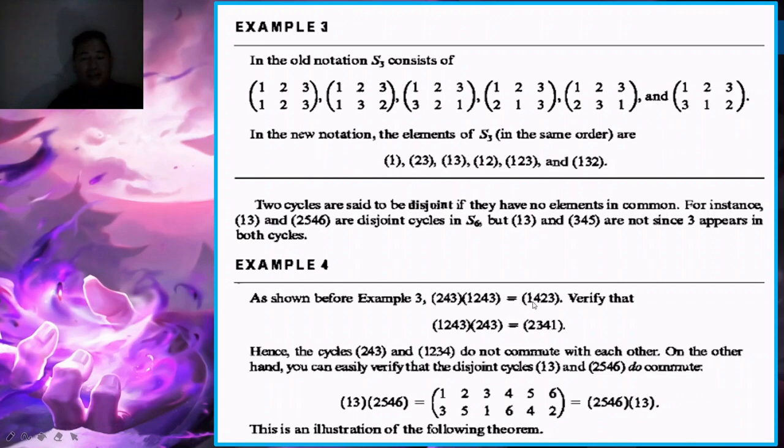So, let's start with 1. 1 goes to 2, 2 goes to 4. So, next kay 4. Kay si 1 man goes to 4. So, 4 na. Okay, next 4. 4 goes to 3. But 3 here goes to 2. So, 2 ang next. 2 goes to 4. And 4 goes to 3. So, si 2, ang next niya kay 3. Then, si 3 expected goes to 1.